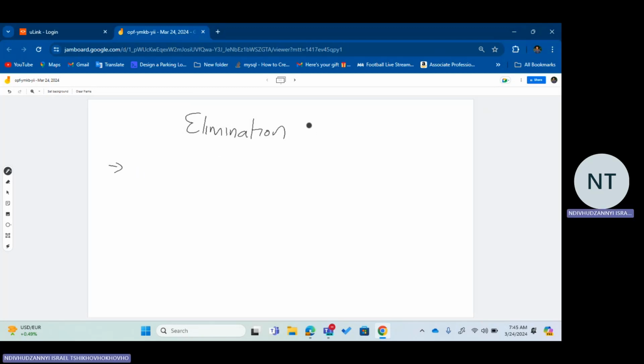Good day, everyone. So today we'll continue with elimination reaction. In this section, I want you to think of changing a saturated compound into an unsaturated compound, right? So it's from saturated to unsaturated. Then to remember that, we use SU.